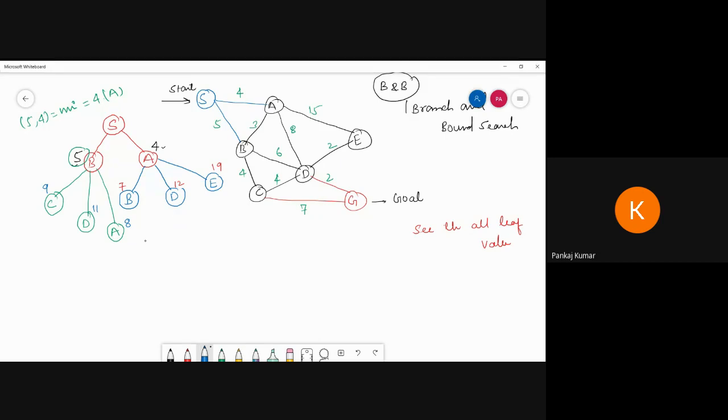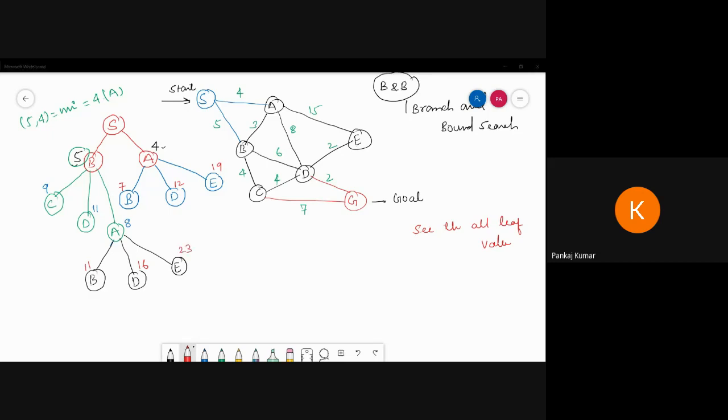So now calculating again, I am exploring A to B, now A to D, now I am exploring A to E. Now I am calculating again. So from A to B, 8 plus 3, I am getting the value 11. A to D, 8 plus 8, 16. Then A to E, 15 plus 8, 23.